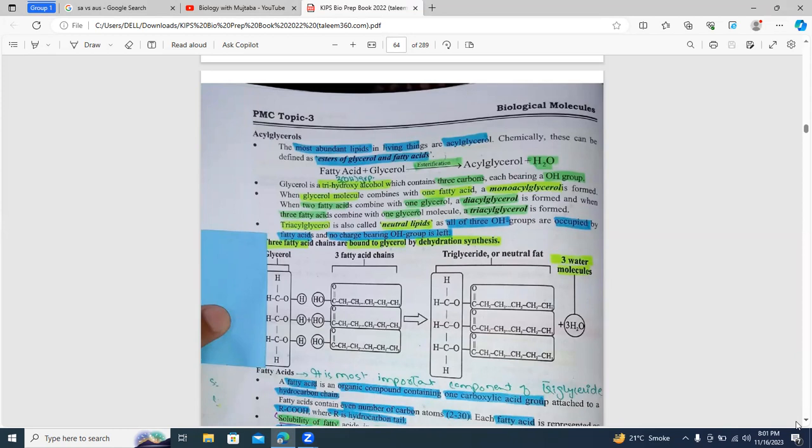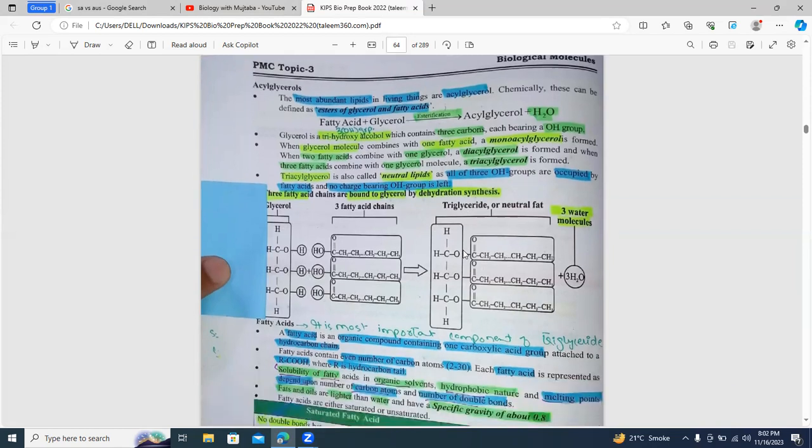In this process, water is the byproduct which is released because dehydration is occurring. You need to understand that the OH group from the fatty acid and the hydrogen from glycerol are removed. There are three fatty acid chains involved, hence three water molecules are removed. These combine to make a triglyceride or a neutral fat.